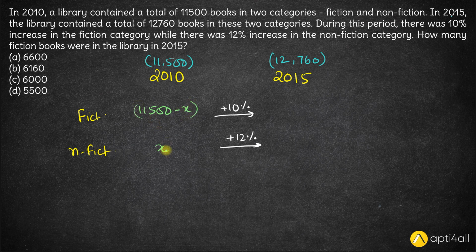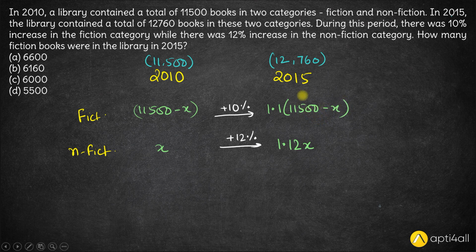Now why did I assume X? Because it will be easier to increase X by 12%. Otherwise I would have had to increase 11,500 minus X by 12%, so that would have been a little more calculations. Okay. So the number of non-fiction books in 2015 will be 12% more than this. So this will be 1.12x, and the number of fiction books will be 10% more than this, so 1.1 times (11,500 minus x).